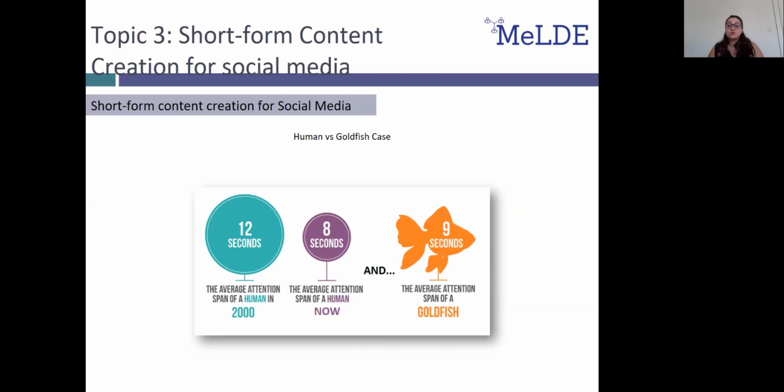The human versus goldfish case is simple. The Microsoft Corporation study on attention span yielded interesting results. Back in 2000, the average attention span of a human was measured at 12 seconds. By 2013, it had declined to a mere 8 seconds. This means that the human attention span is declining and is now lower than the average of a goldfish. This is something that has been taken into serious consideration and has played a major role in the principles of marketing over social media.